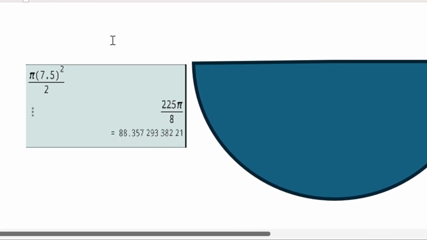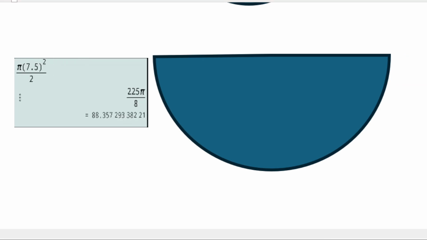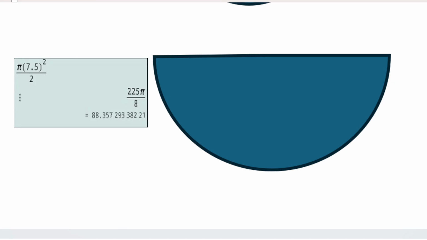Now let's look at the next example. This is a half circle, clearly. It's very big. Let's just zoom out a little bit. Yep, that's good. Now, if we do have a radius from this point on the circumference to the center, and the whole diameter is 15, then how do we find the area?